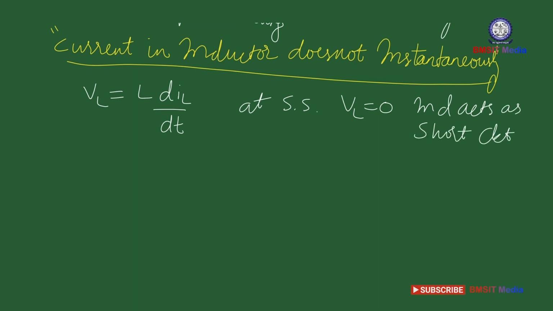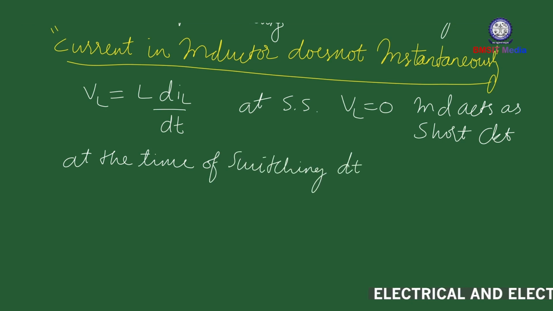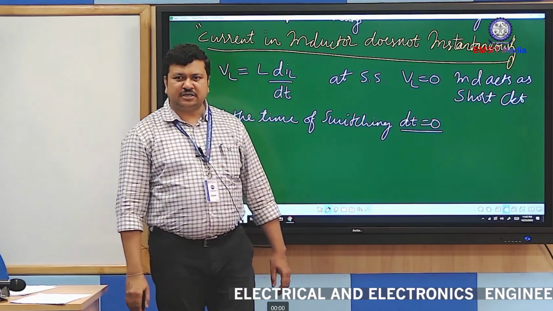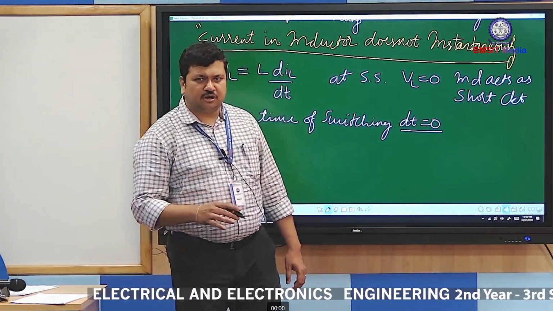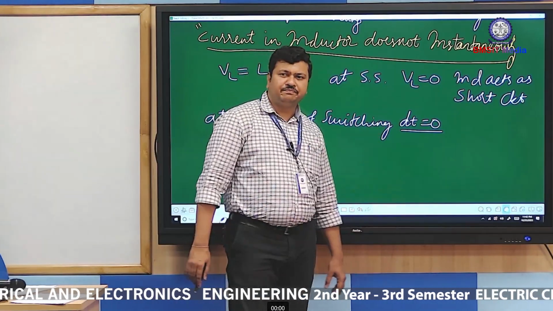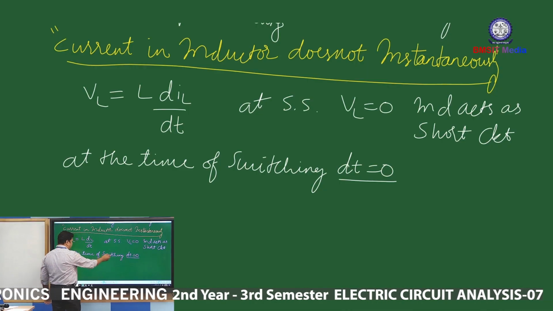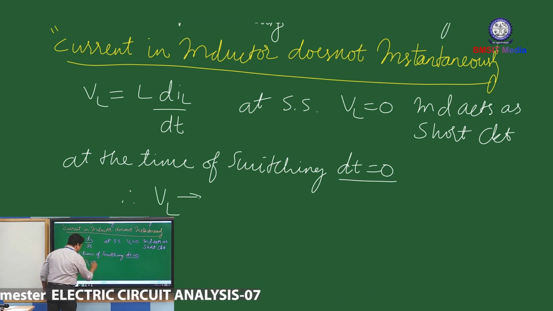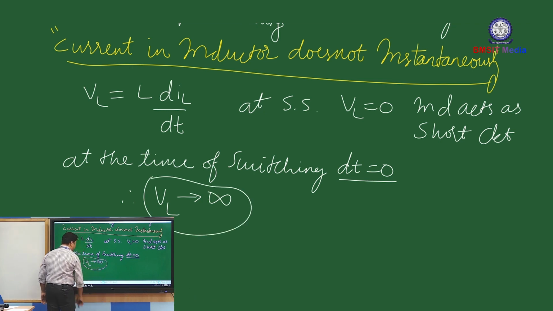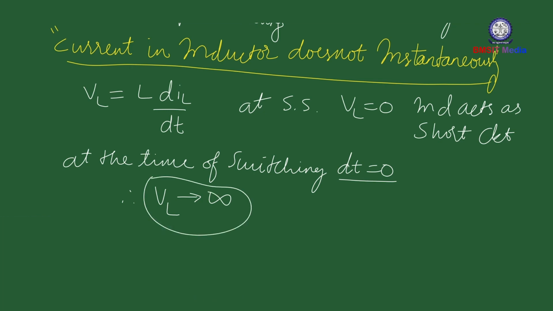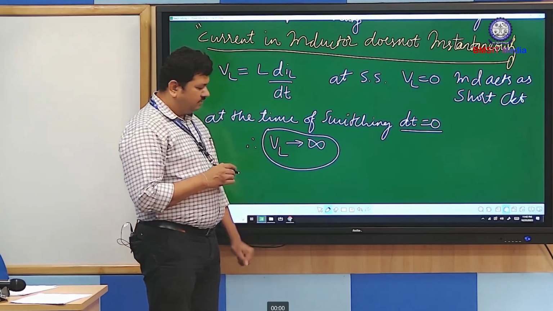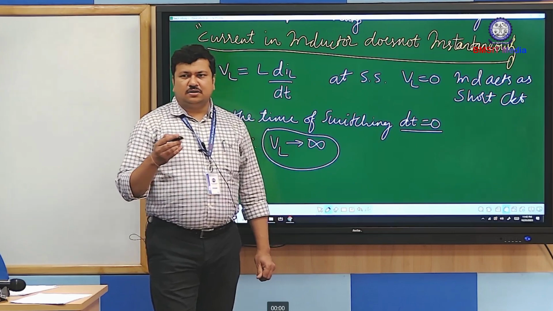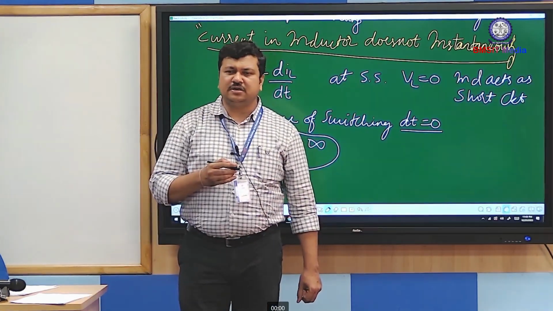Now I want to know what is happening at the time of switching. At the time of switching, my dt is equal to 0, because I have assumed the switch operates at zero time. Therefore, what about my V_L? It is tending to infinity. As V_L is tending to infinity, it is definite that the inductor is not operating as a short circuit.